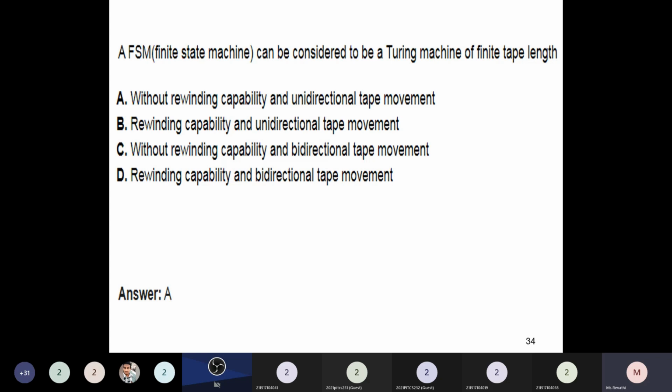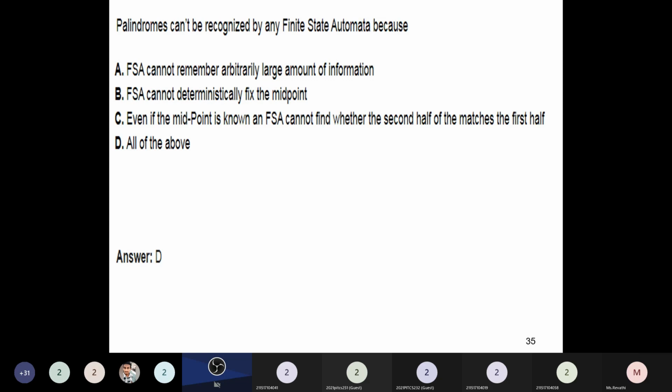So without rewinding capability and the unidirectional tape movement alone. So A is the answer here. Finite state machine can be considered to be a Turing machine of finite tape length without rewinding capability and unidirectional tape movement alone. And then the next one.